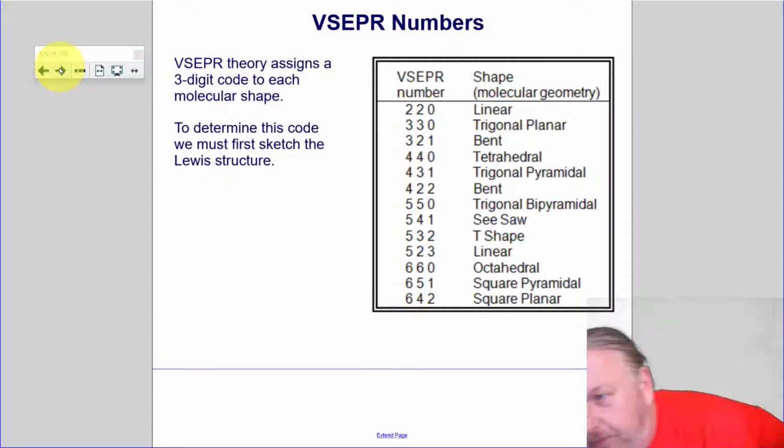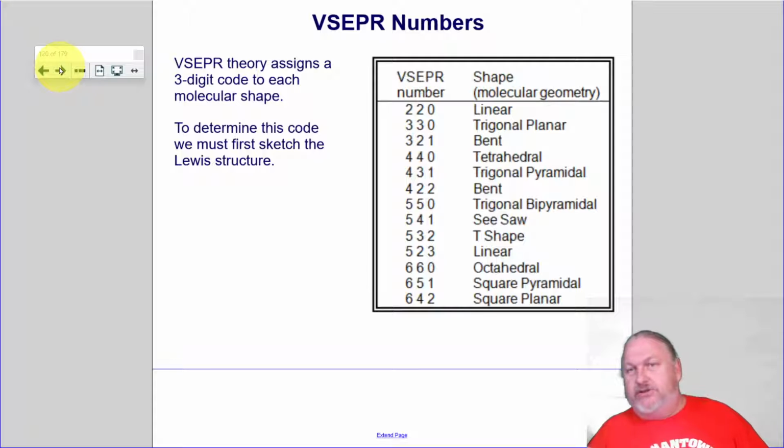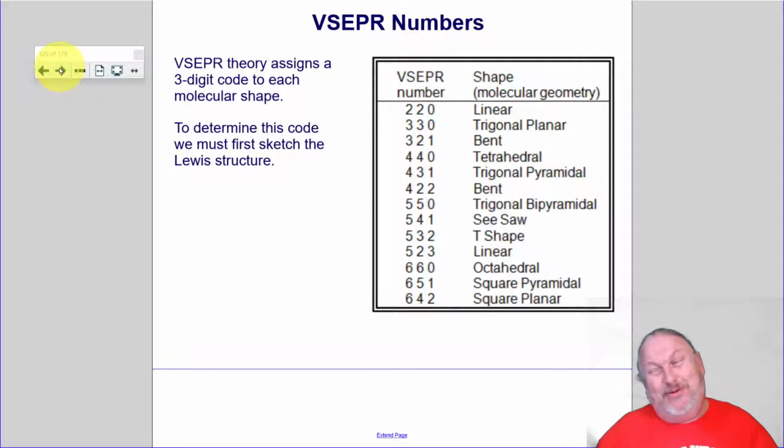Okay, so on your formula sheets, you'll see this VSEPR theory, the VSEPR numbers. And what the model does, it assigns a three-digit code to each molecular shape. And in order to determine this code, what do we got to do first? Well, we've been learning Lewis structures for a reason. We've been putting those lone pairs there for a reason. We got to draw a Lewis structure, right?